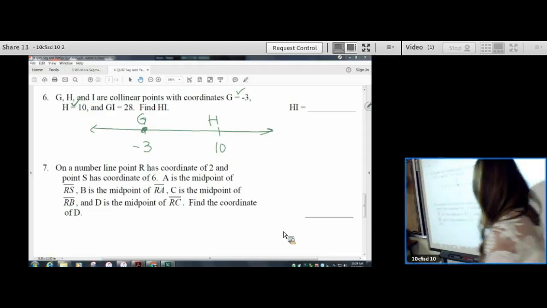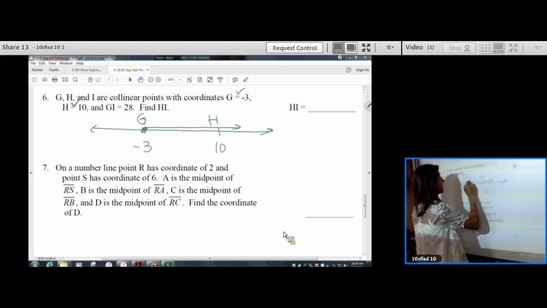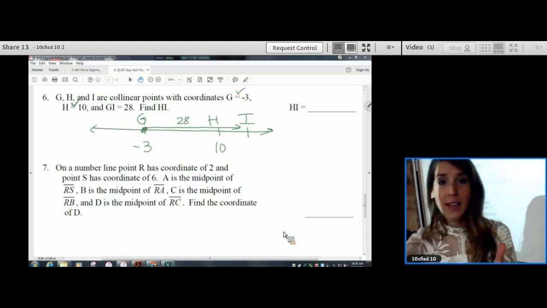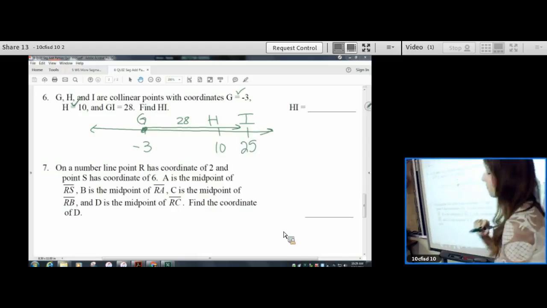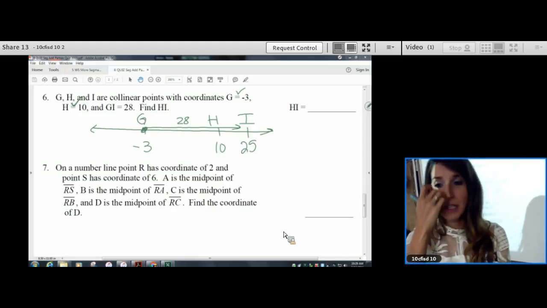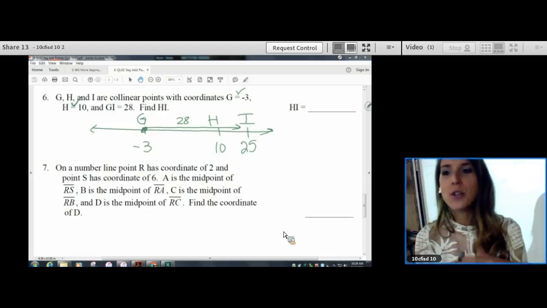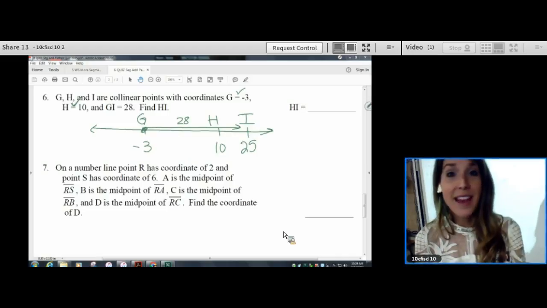So think of, you're at G and you travel 28. Where would you land? So negative 3, go positive 28, add them together, you're going to land at 25. Now what a lot of people didn't think of is no one told us go right or go left. No one said you had to go right from G. It just said GI was 28.